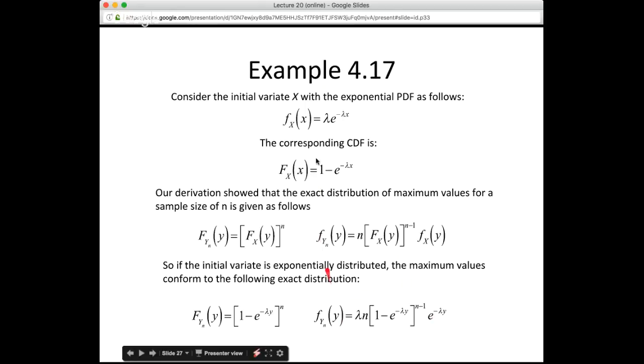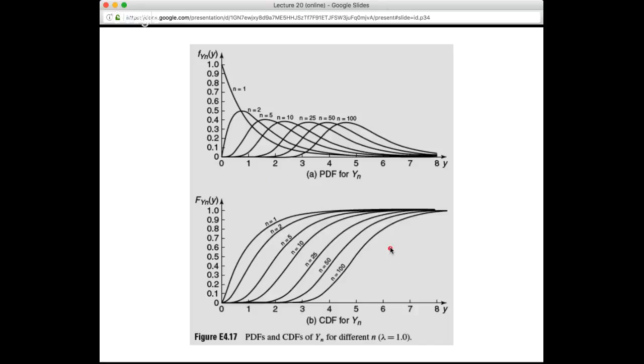Again, I'm just substituting both the CDF for the parent population as well as the PDF for the parent population into the master formula. And here's what it looks like. This is actually one of the figures in the textbook. This is what it looks like for the choice of lambda equal to 1.0.